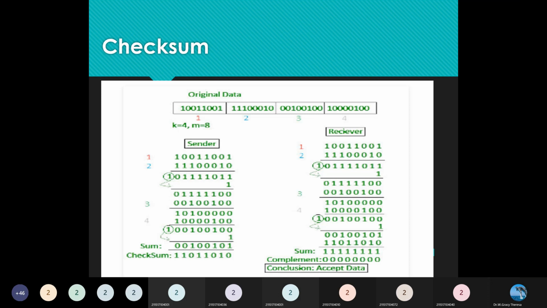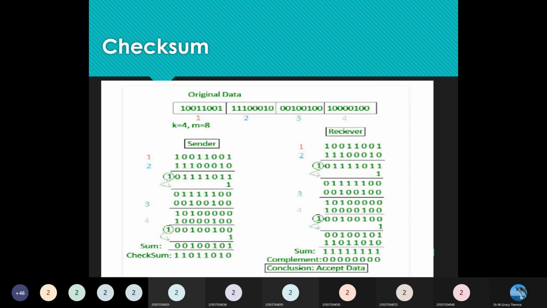After adding all these four blocks of data, the sum value has to be complemented: zeros are converted to ones and ones are converted to zeros. From this, the final answer we get is 11011010. This is the checksum value. This checksum is included along with the data blocks and sent to the receiver as a fifth block.